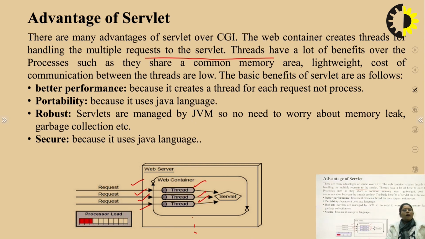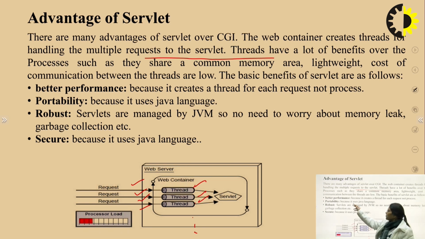So this is one of the major advantages of using a servlet over CGI, because Java supports multi-threading, and the servlet uses the concept of threading, so multiple requests can be executed in parallel with the help of threading. Threads have a lot of benefits over processes: they share a common memory area, they are lightweight, and the cost of communication between threads is very low. So these are various benefits of using servlets.